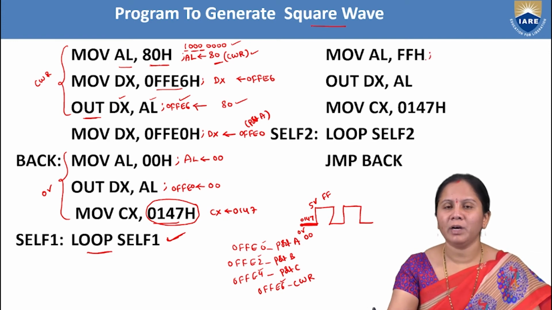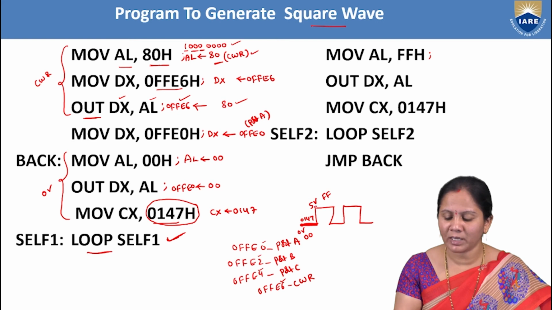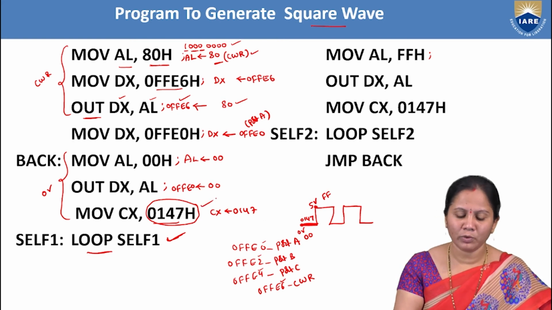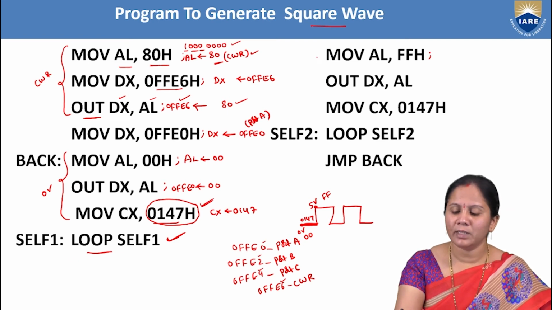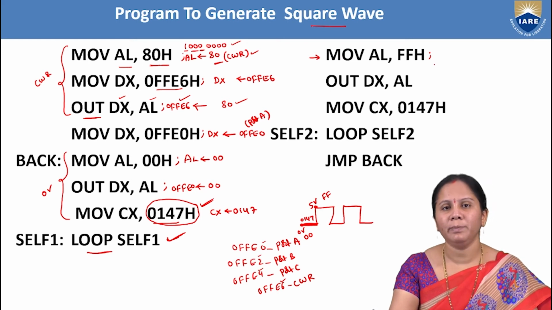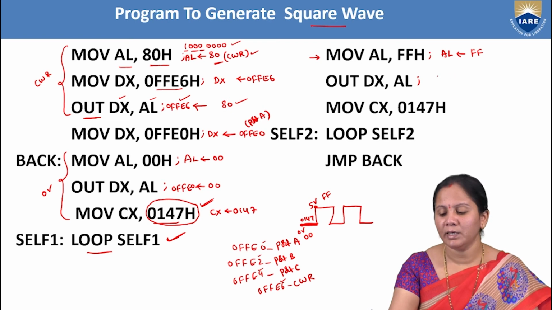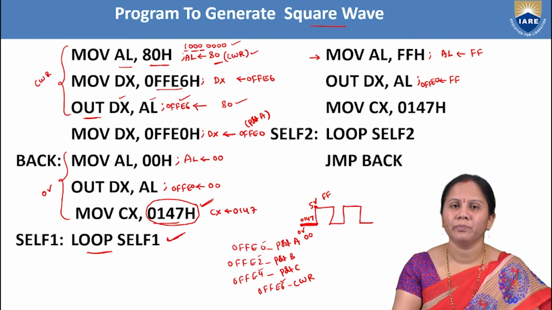Next, MOV AL, FF. Why? Because the next, maximum value is FF. After reaching this delay, up to now the self loop will be executed. Once it reaches the delay, the next line, MOV AL, FF, will be executed. So the maximum value FF will be moved into the AL register. And OUT DX, AL means the value present in AL, FF, will be moved into 0FFE0. So the maximum value will be moved here.